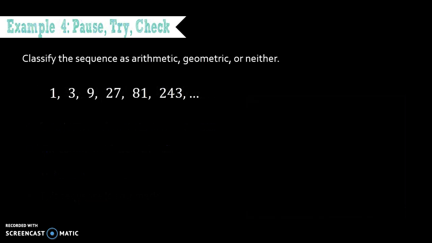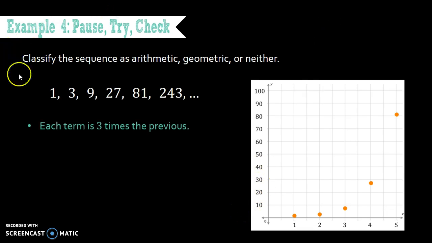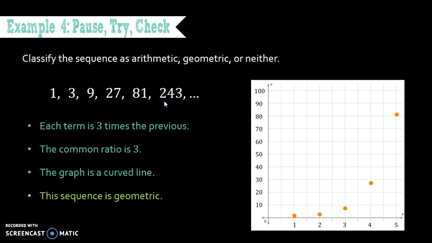Pause and try this one. If you wanted to pull up the graph, here's what it would look like. And we noticed before that this does take a curvy shape, but we can also look at the pattern of the sequence. Each term is 3 times the one that comes before it. So we follow the pattern of times 3 every single time we switch terms. That means we have a common ratio of 3. The graph is a curved line. This sequence is geometric because it makes an exponential shape when we graph it, and that shape is because we have a common ratio of 3 between our terms.